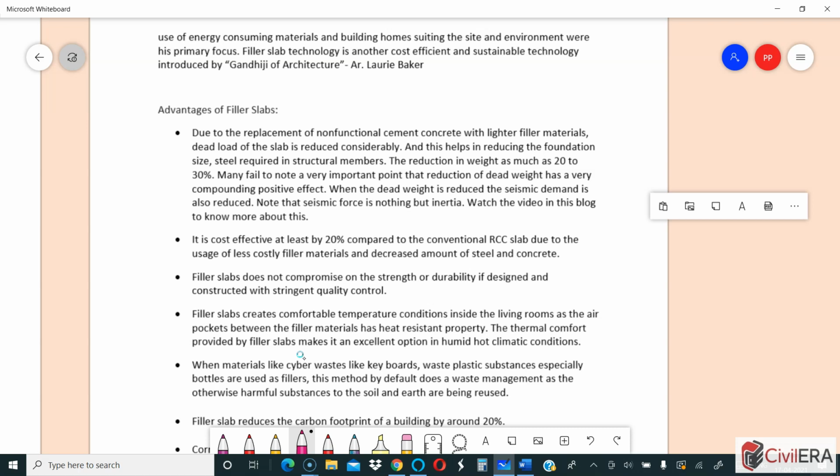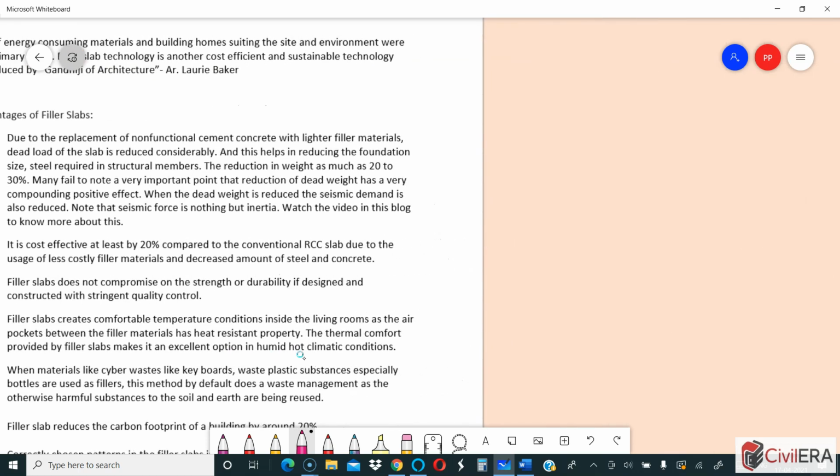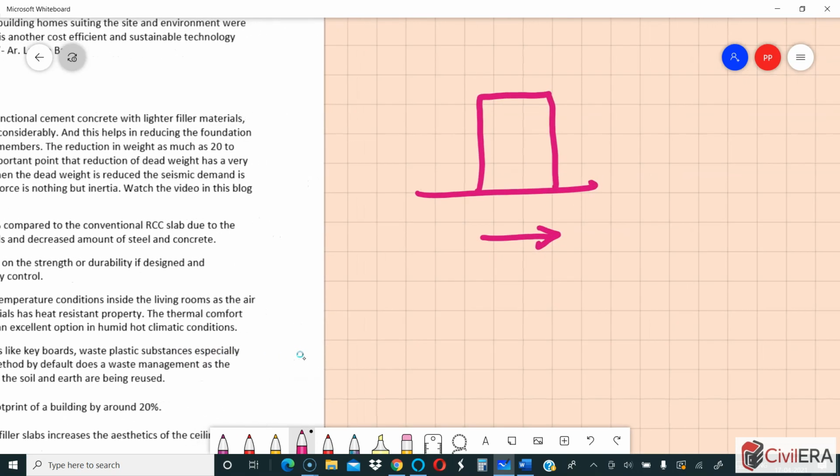Many fail to note a very important point, that reduction of dead weight has a very compounding positive effect. We think that, okay, I reduce the slab thickness, so the forces are less, and the steel is going to be less. Yes, but one more thing is that the seismic demand of the building, if it's a 3-floor or 4-floor building, is going to come down. If you know, earthquake is nothing but an inertial force. When the ground is moving and you have a building on it, the building experiences inertia because of the sudden movement.